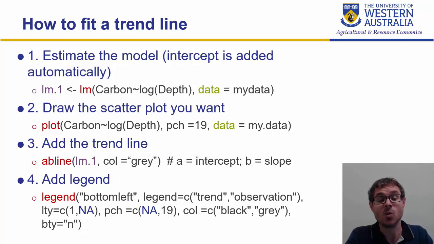The legend, they're the words that are going to appear in your legend. LTY, that's line type. So 1 for a solid line. The solid line is going to match the trend. The point change, NA, there's no points for the trend line. There's only points for the observation. So that's why you can see the line. You need one line to match the word trend and dots to match the word observation. Colors, black and gray. BTY is whether or not to draw a box around your legend. Often it looks better if you suppress that. So I put no. Again, there's lots of examples for you to follow.